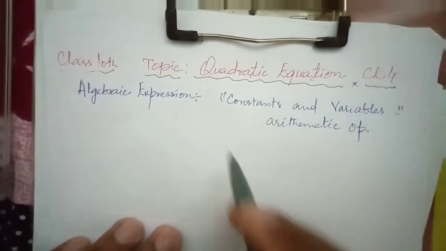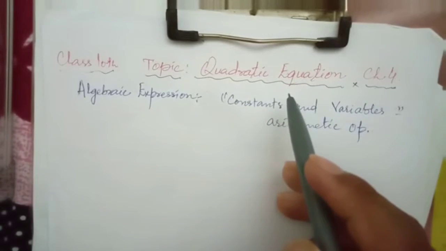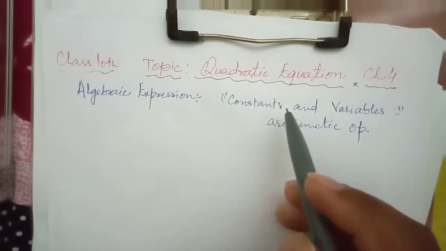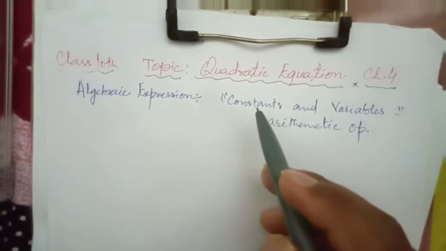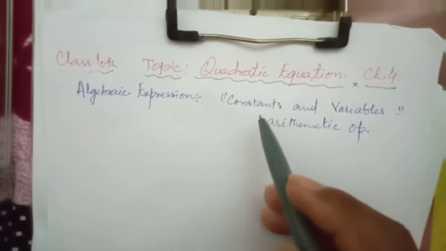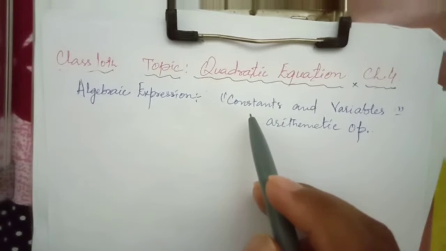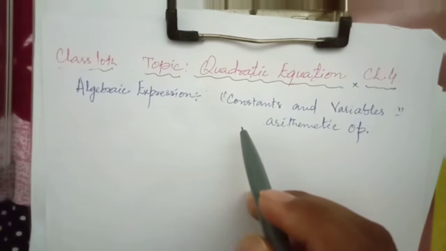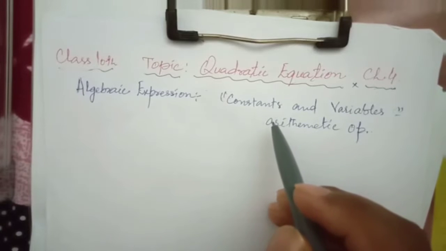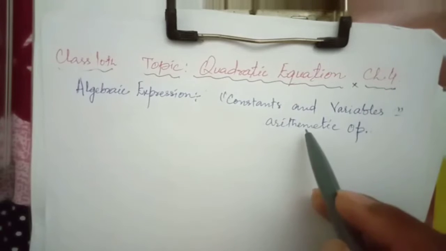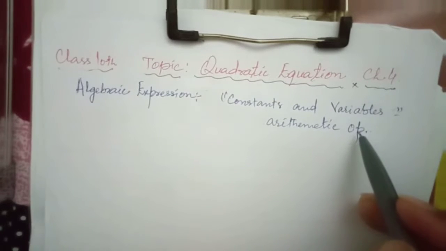So here try to understand. We are going to understand the equation, basically what is the equation. Then we will understand the quadratic equation. Before understanding the equation, let's have a brief look at the algebraic expressions. You might have gone through this in your previous classes. Many of you are well aware of the algebraic expressions, so I have decided to give a brief introduction. The constants and the variables by arithmetic operations make the algebraic expression.